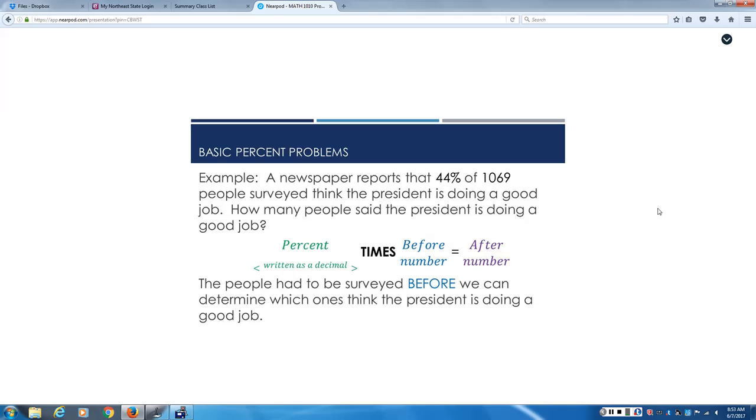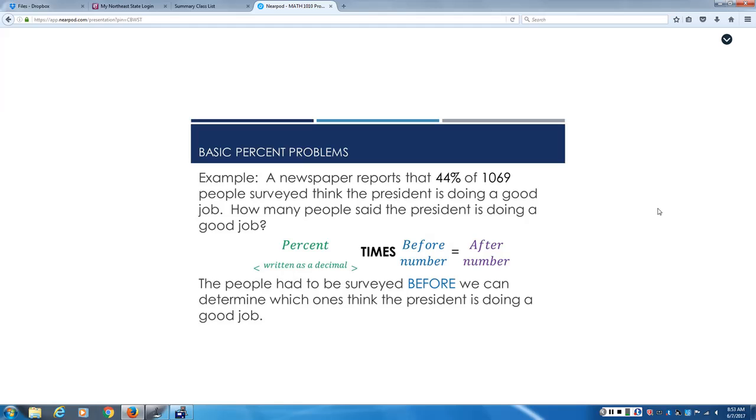Now, this is going to be our pattern. Percent written as a decimal. Okay, that's easy. You know what percent is, right? You pick that out right away. But then there's before number and after number. And you have to figure out which one's which. So we're going to have to analyze this problem.